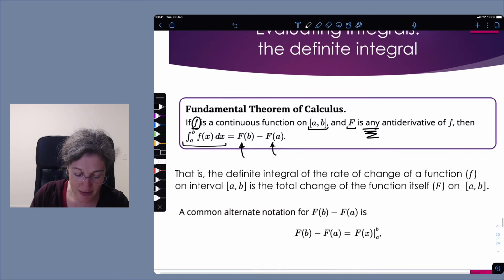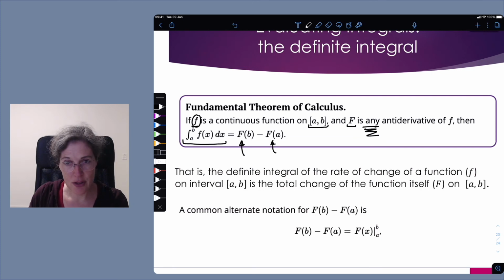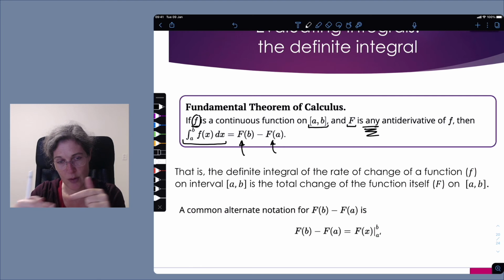So what this is really saying is that the definite integral of a rate of change of a function is the total change of the function itself on a to b. Maybe read that a few times and think about it, because that emphasizes the link between integration and differentiation. Differentiation is all about finding the rate, and integration, if you're doing the definite integral, is all about finding the total change of the function. It's undoing all those little rates that you found when you did derivatives.